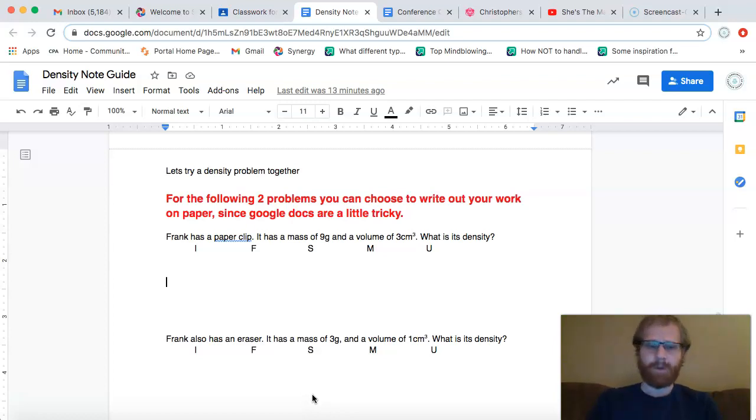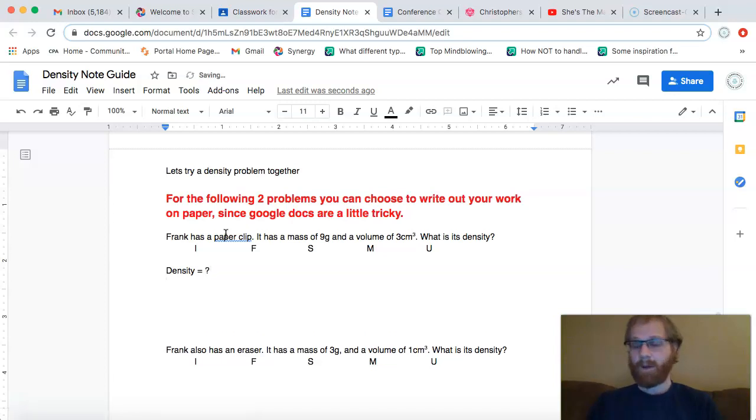Okay, so we're going to do one problem together, and I'm going to have you try one problem on your own. So, problem number one, we need to identify what we know in this problem and what we don't know. So first off, the question is asking us to find the density of the object, a paperclip. We don't know the density. It's a bit of a question mark right now. But we do know the mass. We know the object has a mass of 9 grams.